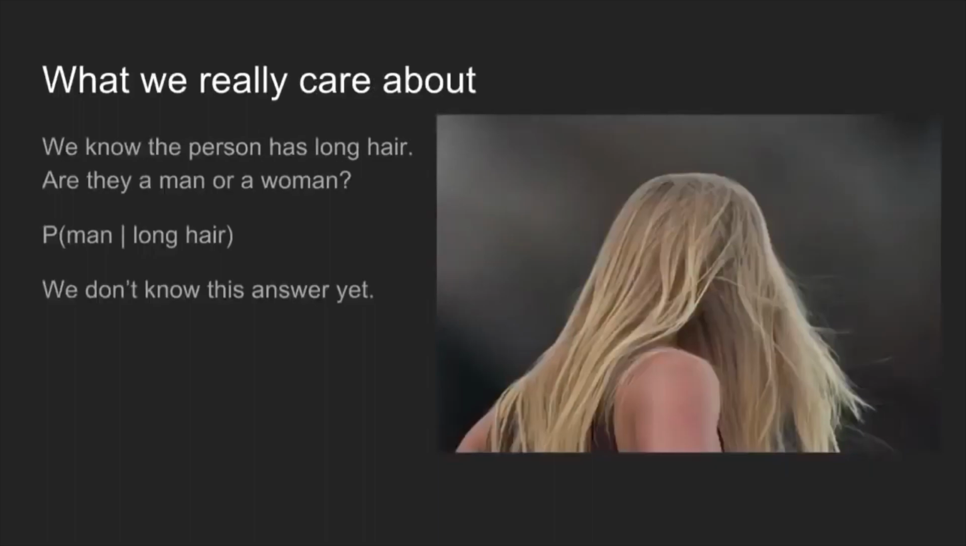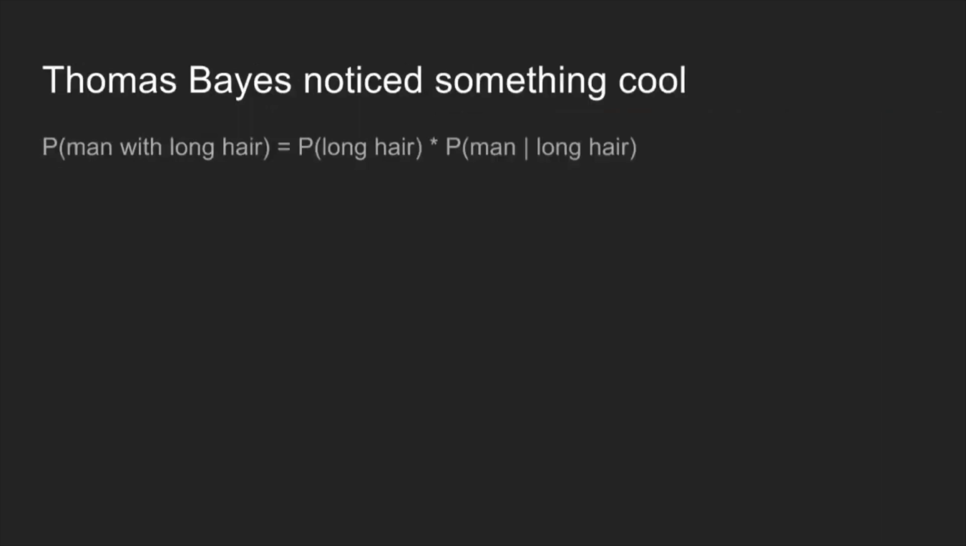Now, this last concept finishes our foundation. We can get to what we really care about. We know that this person has long hair. What's the probability that they are a man or a woman? This is a conditional probability, but it's the reverse of the one that we know. And we don't know how to answer this yet. So, this is where Thomas Bayes comes in.